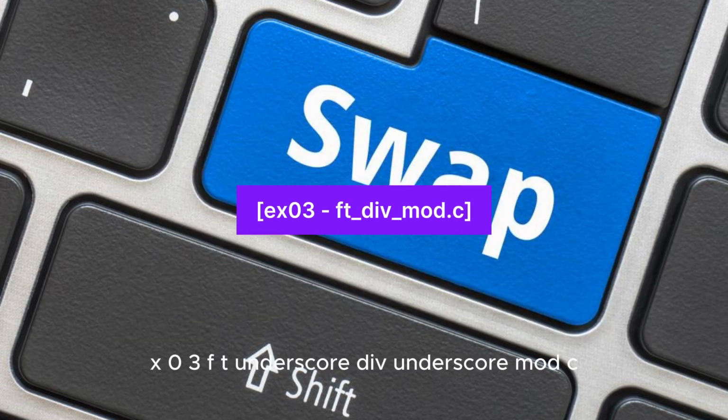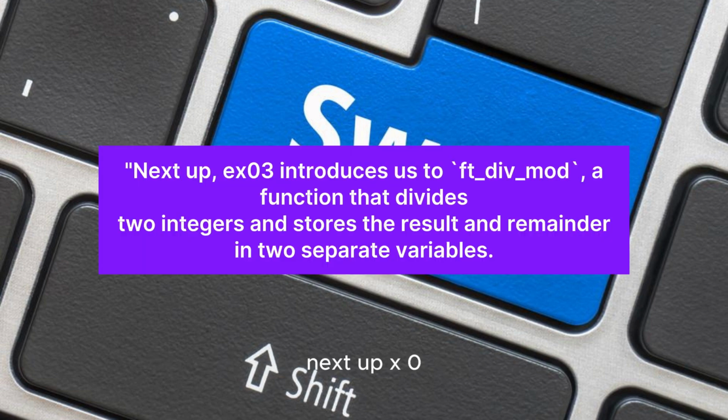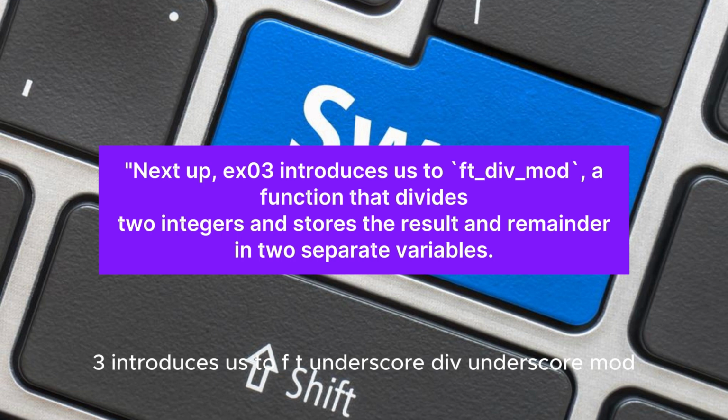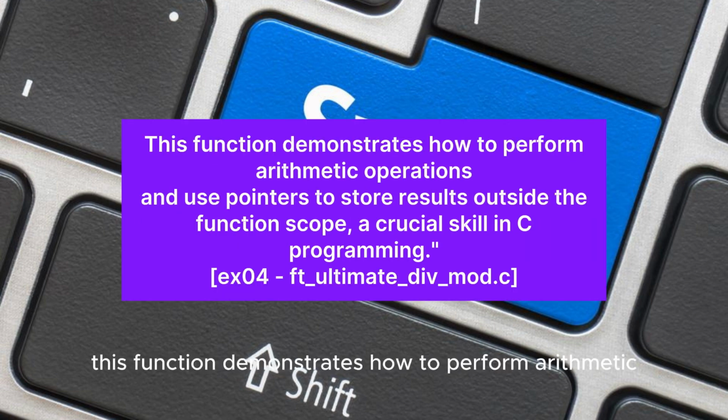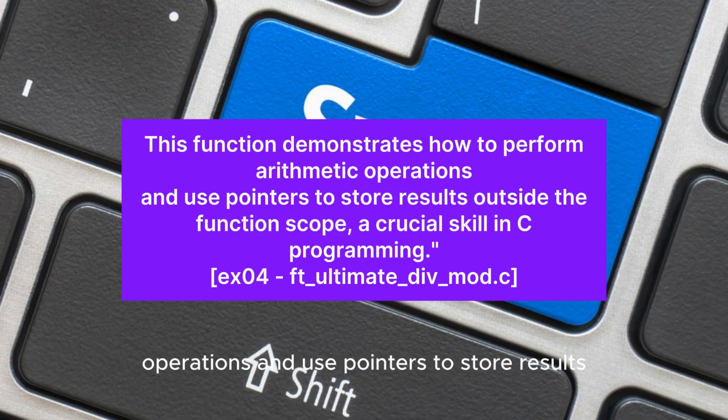X03 ft_div_mod.c. Next up, X03 introduces us to ft_div_mod, a function that divides two integers and stores the result and remainder into separate variables. This function demonstrates how to perform arithmetic operations and use pointers to store results outside the function scope, a crucial skill in C programming.